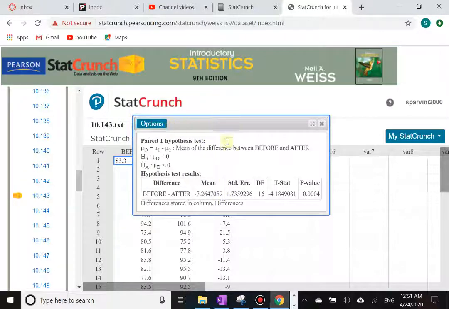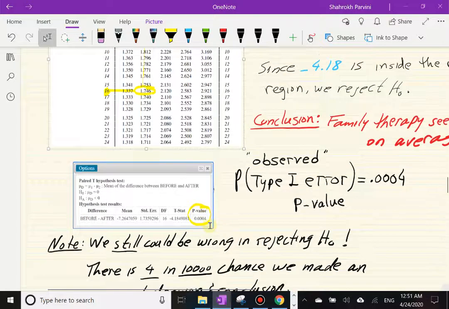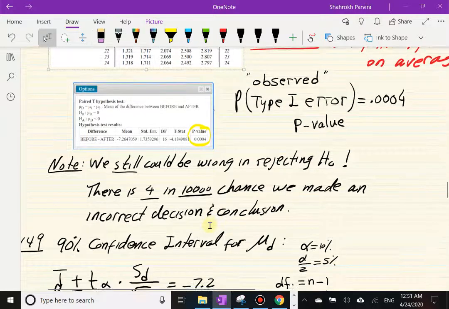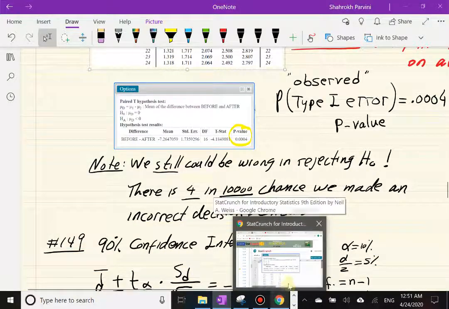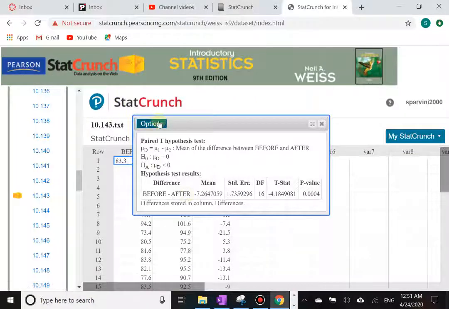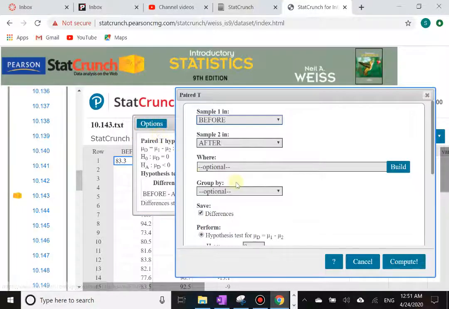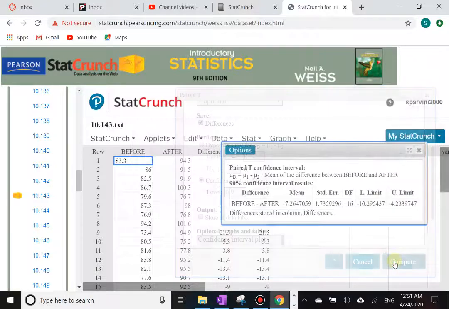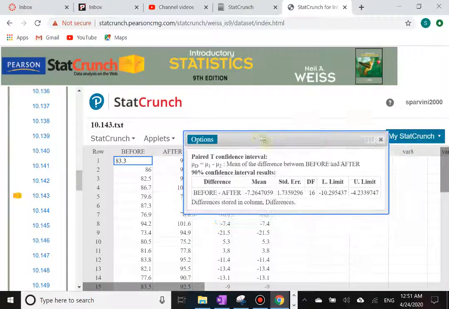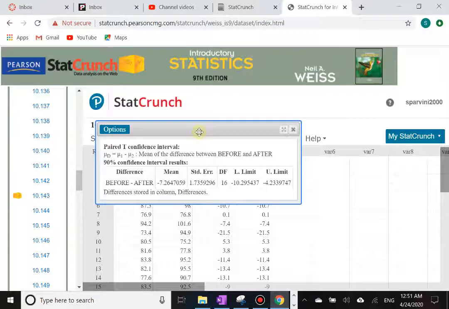We can even do, since I'm here, let's do a confidence interval also. Let's see, our confidence interval is going to be 90%, right? We'll do it in a moment by hand, but let's actually run this in StatCrunch. 90%. So if I go options, edit, and instead of hypothesis, I'm going to go confidence interval and choose 90% and hit compute. Still under that paired t-test. And there you go. These are the answers.